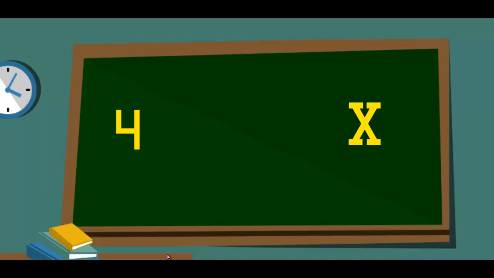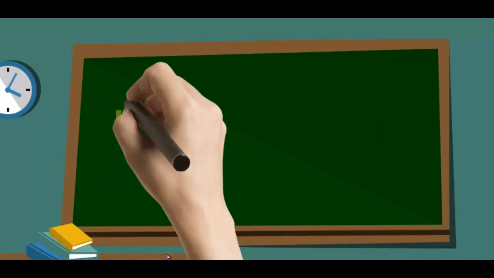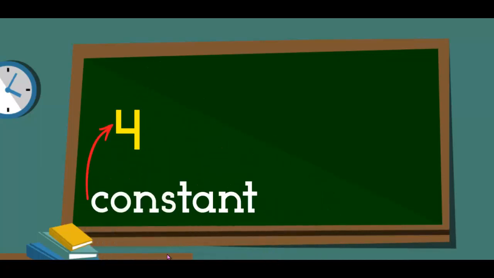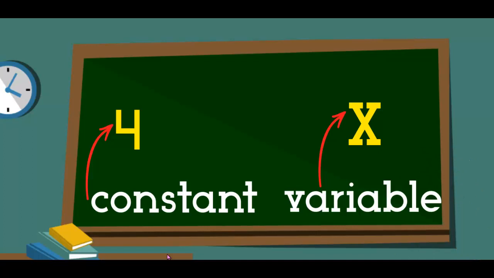Someone maybe is going to say x is equal to -6. Another one will say it's equal to 0. Maybe it's equal to 5. Or another one will say x has no value. How can I find the value of x? I must solve the equation to find the value of x. So that's why we call 4 a constant and we call x a variable.